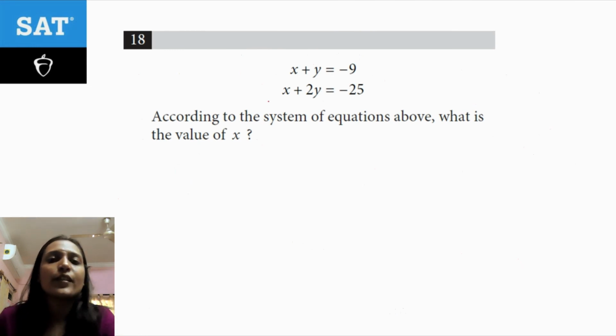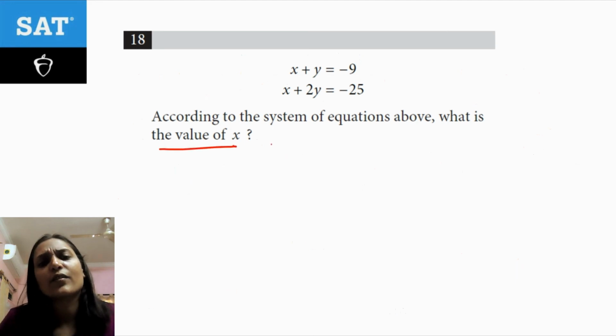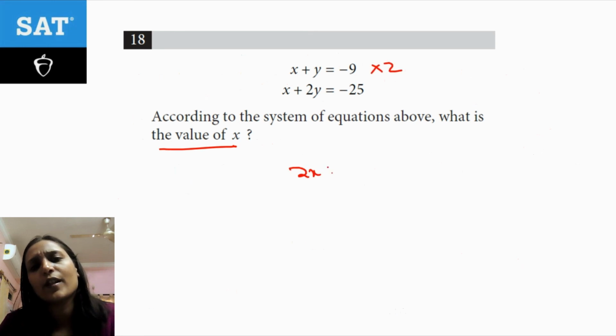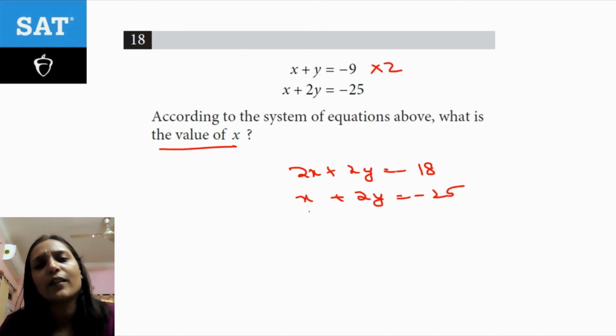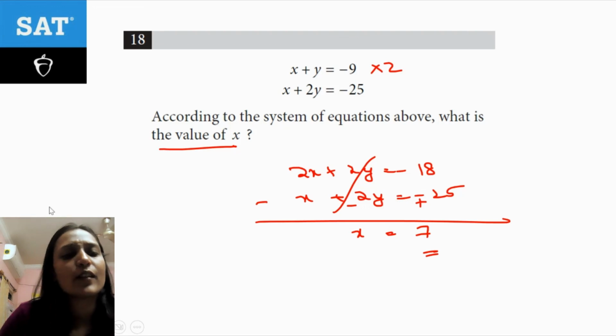Now, the next question is, according to the system of solutions, what is the value of x? So we can use elimination over here and multiply this equation by 2. So you would get 2x plus 2y is equal to negative 18 and x plus 2y is equal to minus 25. Let's subtract both the equations. So this gets cancelled out. You're left with x is equal to 25 minus 18. That would be 7. So the value of x is going to be 7 in this question.